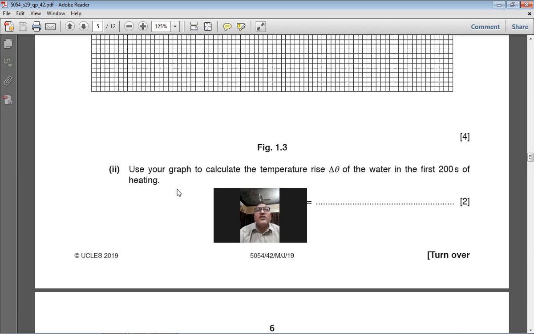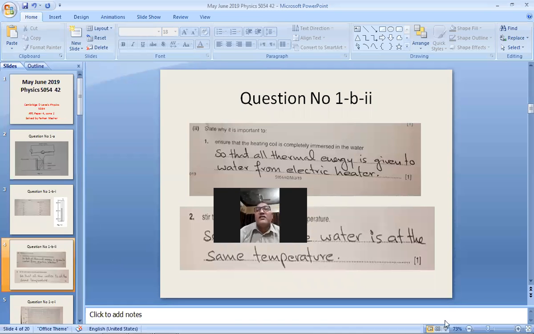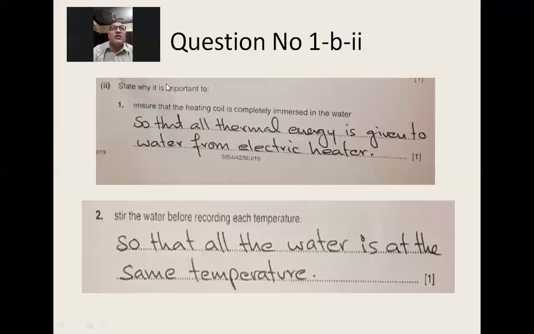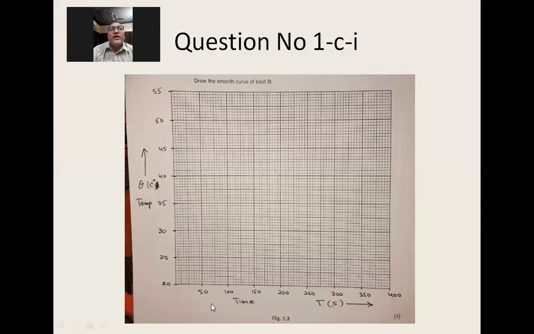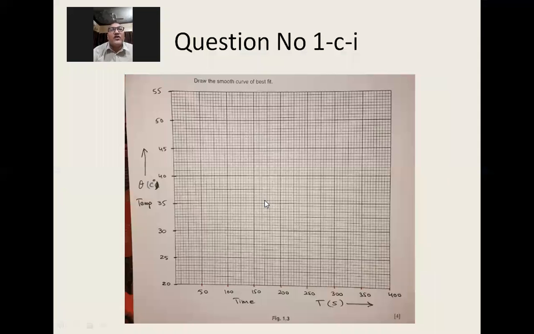Then he says, use your graph to calculate the temperature rise delta theta of the water in the first 200 seconds of the heating. So let me show you my answers. If you look at table 1.1, the time is changing from 0 to 360 and the temperature is changing from 21.5 to 48.5.